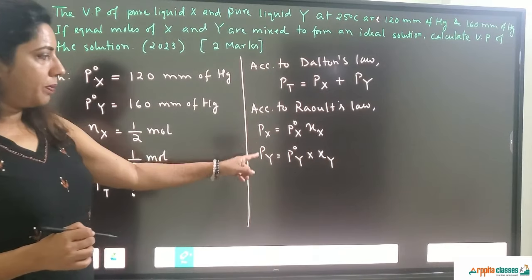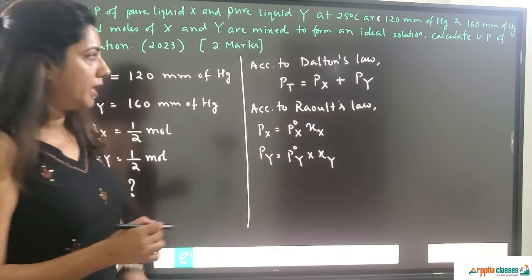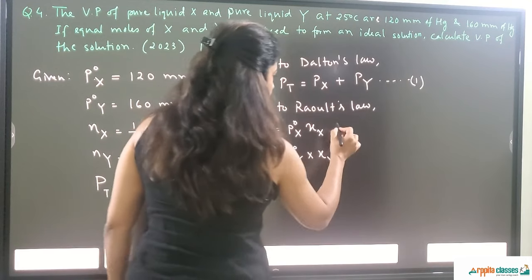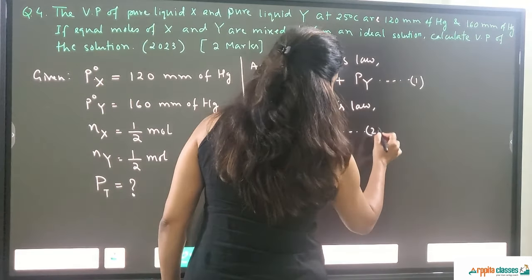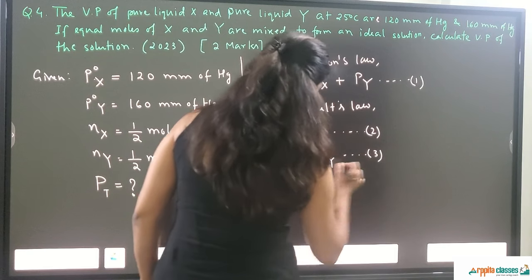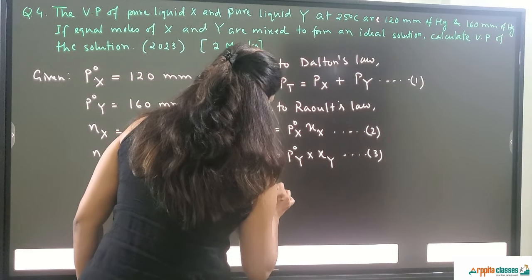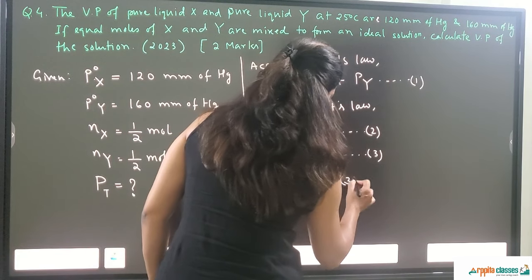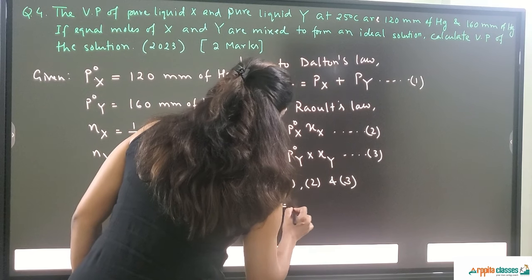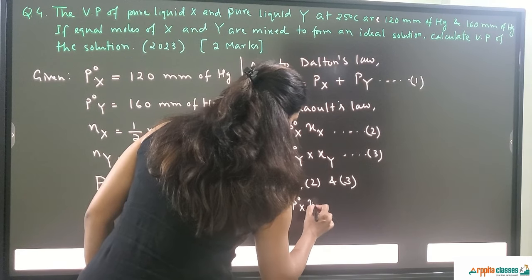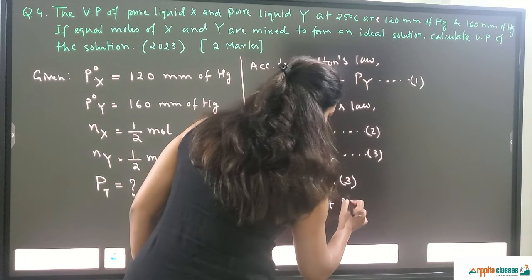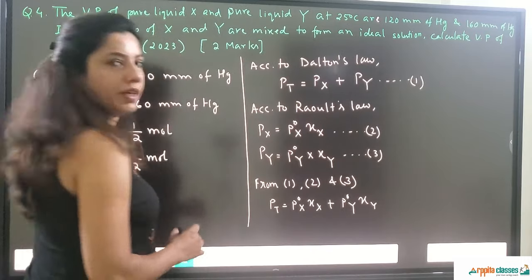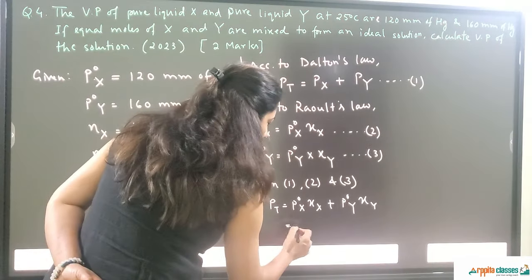So we'll put Px and Py's values in equation number 1, suppose. You can write this is 2, this is 3. So from 1, 2 and 3, Pt is equal to P naught X into XX plus P naught Y into XY. Right? So now P naught X is how much?